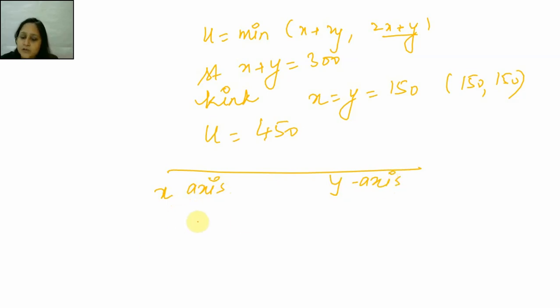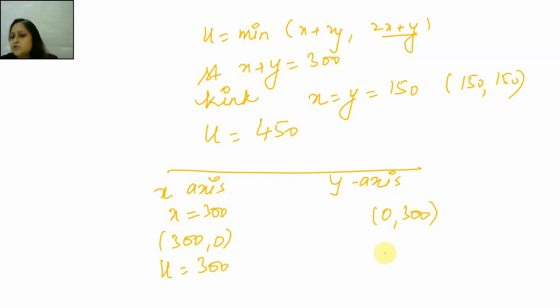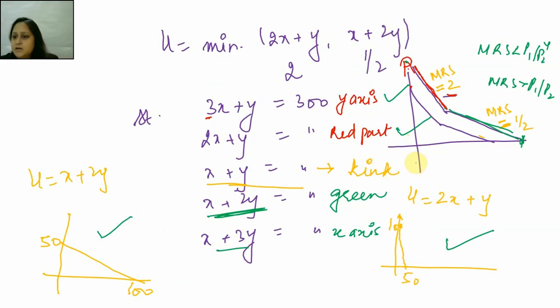अगर वो कहीं और consume करता, फॉर एग्जाम्पल x एक्सिस पे या y एक्सिस पे, तब उसका बंडल क्या होता? His bundle would have been x is equal to 300 and y is equal to 0. सो उसका बंडल होता या तो 300 कॉमा 0 या फिर उसका बंडल होता 0 कॉमा 300. 300 कॉमा 0 में उसकी यूटिलिटी होती 300 प्लस 0 या फिर 600, which is 300. इसमें भी उसकी यूटिलिटी होती 300. But 300 is less than 450, which means our kink is correct.